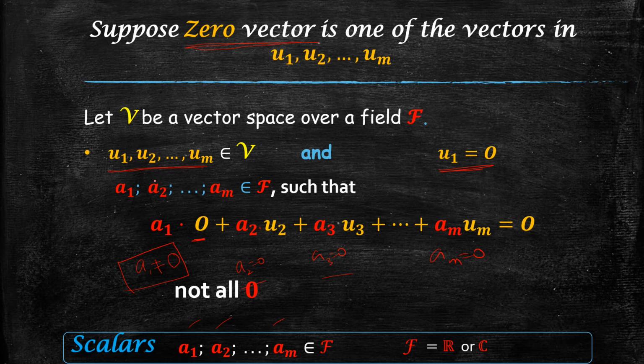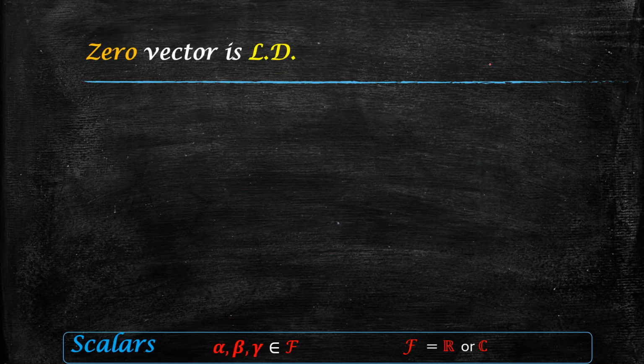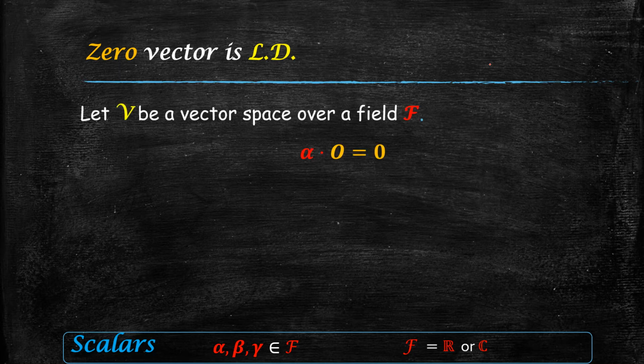So if the set of vectors contains the 0 vector, then that set of vectors will be linearly dependent. Suppose you have only a 0 vector, so that 0 vector is linearly dependent. It is easy to prove that if you have a scalar alpha, then alpha times the 0 vector equals the 0 vector. So here alpha will be non-zero. So in that case I can say that the 0 vector is linearly dependent.